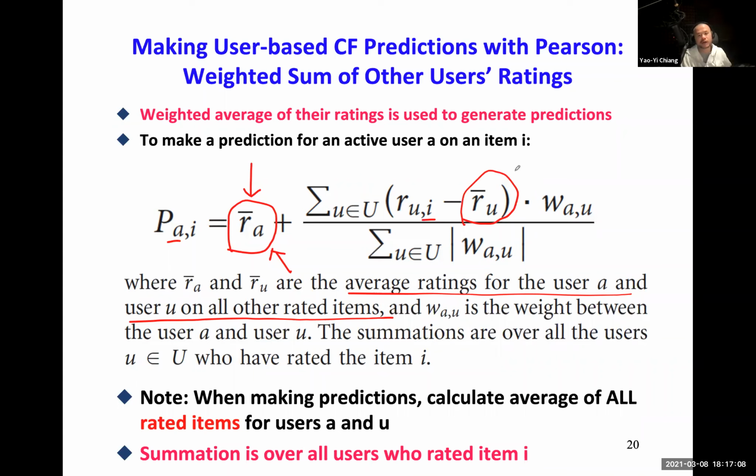But the problem is then you have to change this value every time you are comparing two users. So very often, if this user's rated data is large, you generally reuse this average every time you are comparing this user U to other users. All right.